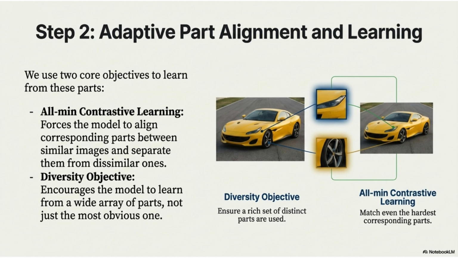Second, the diversity objective. This prevents the model from being lazy and mapping all queries to the same easy feature like the background. It forces the queries to be orthogonal, ensuring we capture a rich, diverse set of parts.